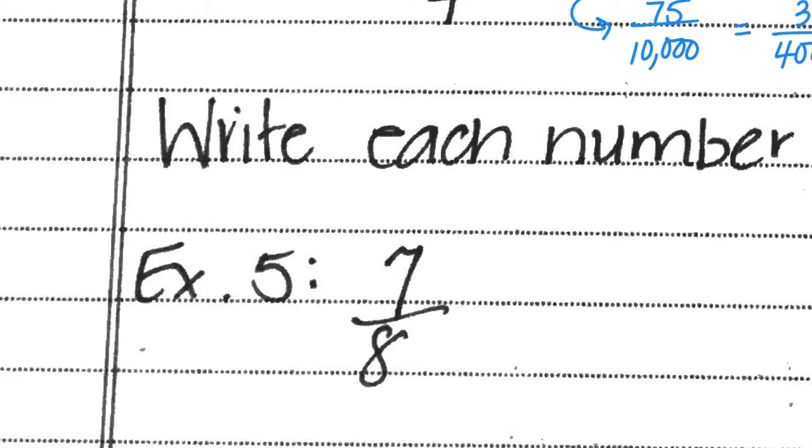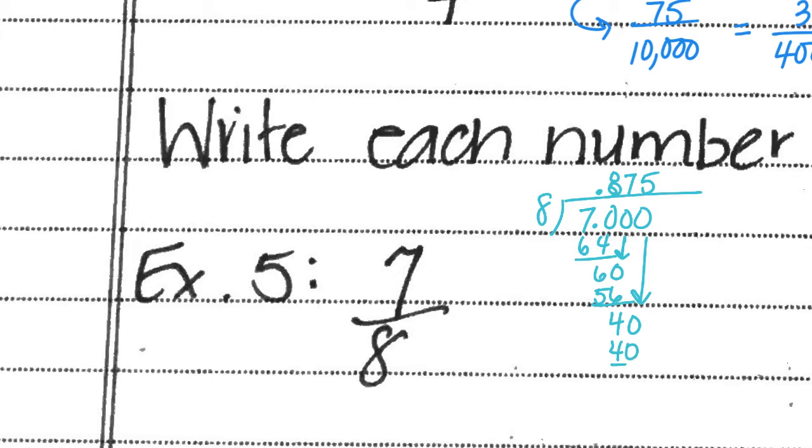Now the other way. You may have done these before as 8 divided into 7.000. You could still do that. We know that 8 does not go into 7, but it does go into 70. How many times? 8 times. And we're going to have a remainder of 6, and 8 goes into 60 7 times. 56, we have a remainder of 4, and 8 goes into 40 5 times with no remainder. But I am going to show you a different way to do this.